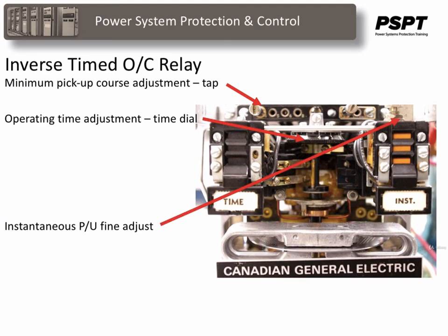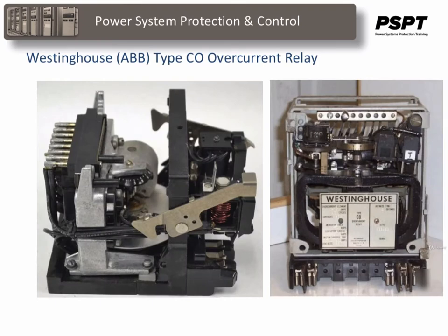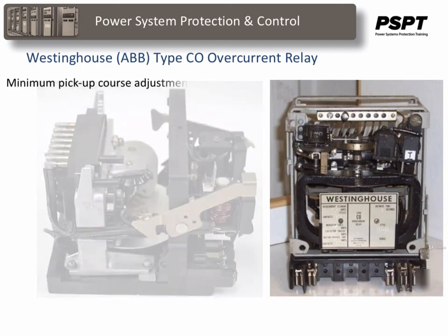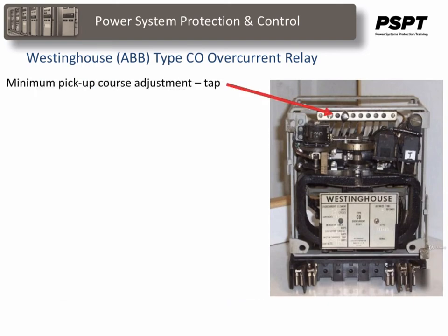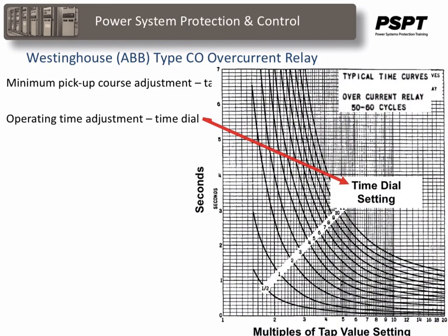And the instantaneous pickup is achieved by a screw adjustment on the top of the coil solenoid. This is a Westinghouse or ABB type CO overcurrent relay, and it's almost identical in settings to the GE version, with the tap settings that adjust the minimum pickup of the disc here. The time dial adjustment is shown here, and the curves are shown here.